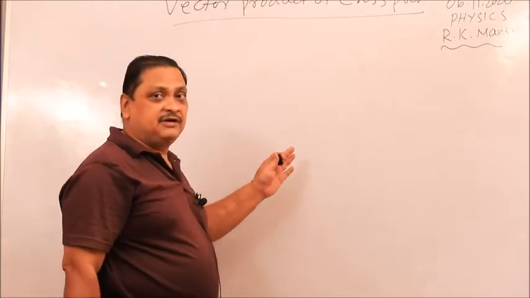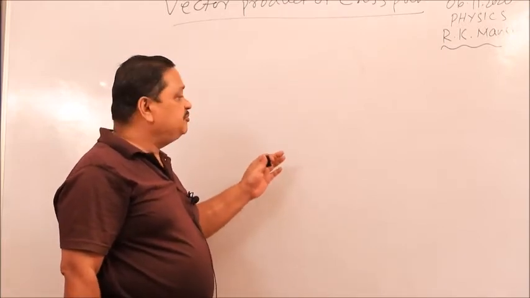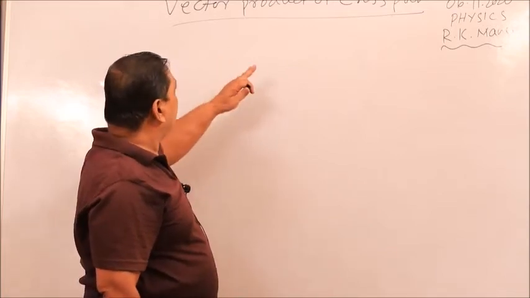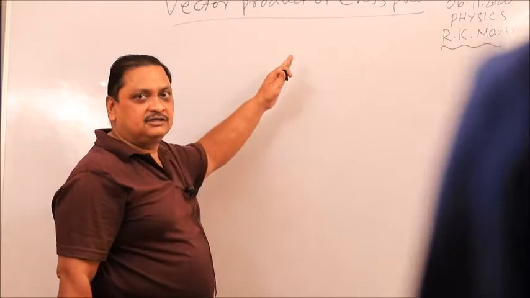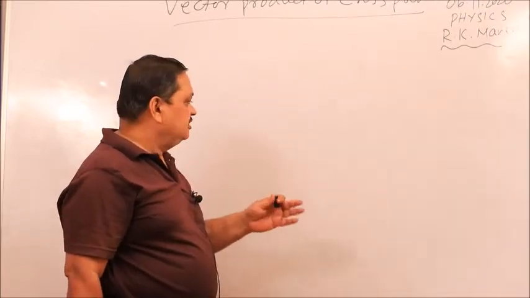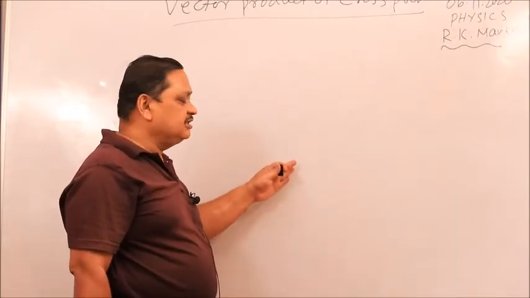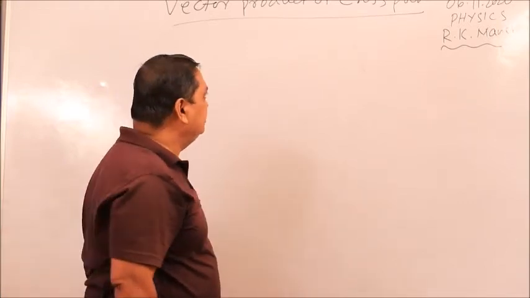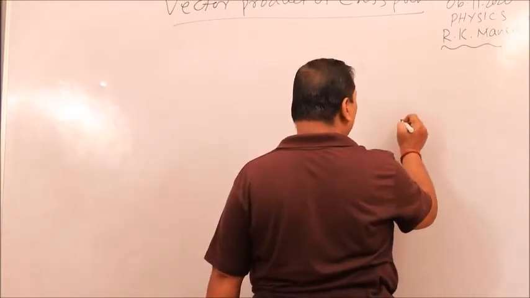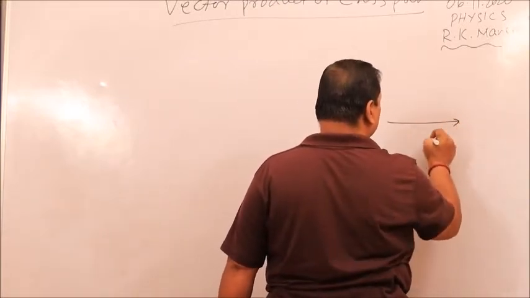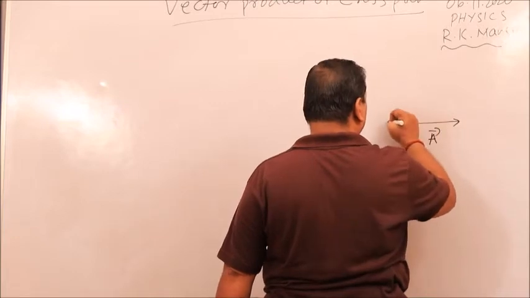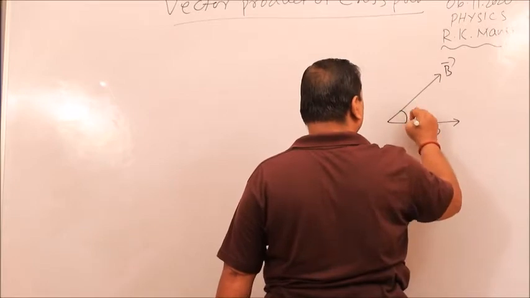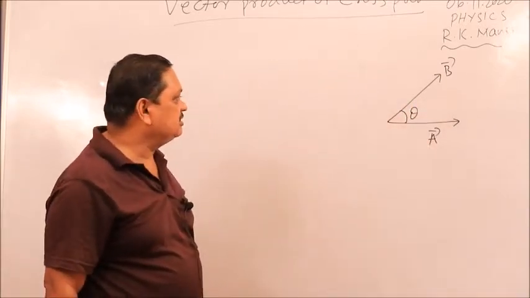Since you are getting a vector quantity, the very important factor is direction. If you put the cross symbol, that is the vector product, you get a new vector. Suppose vector A cross vector B gives another vector C, which has both magnitude as well as direction. Now take two vectors, vector A and vector B, with theta as the angle between them.